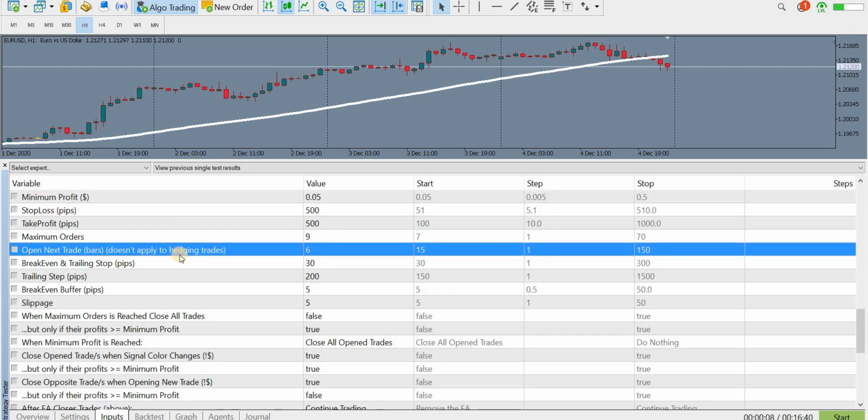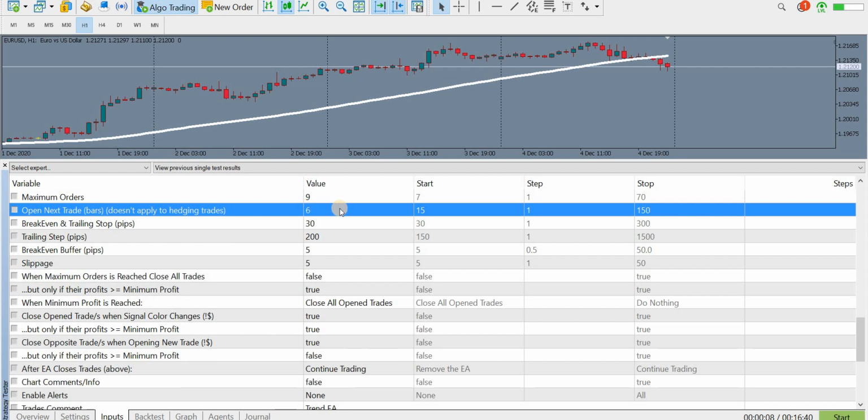And I want the next trade, if there is an open trade on the chart, to be opened 6 bars later, but this doesn't apply to hedging, so I shouldn't be bothered with this, to be honest. This applies only to trading normally, without hedging.